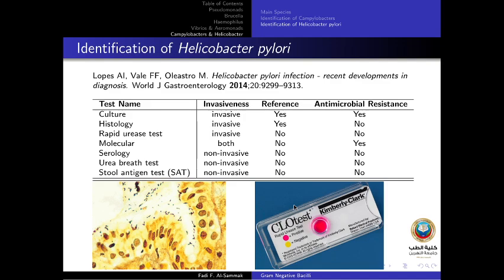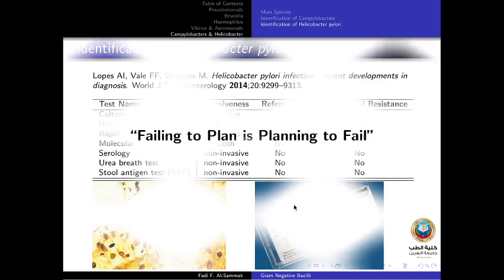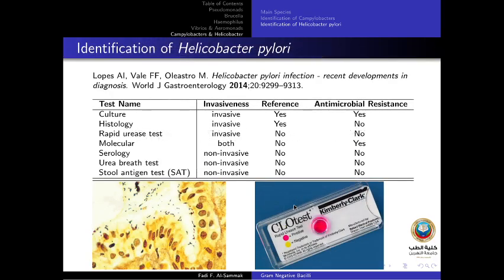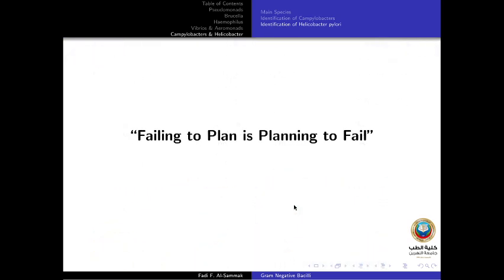The stool antigen test can be useful not only for diagnosis, but also for follow-up after eradication, to see whether there is shedding of the microorganism or not. If there is continual shedding, it means that there is disintegration of the microorganism and damage or killing of these cells. So this is all about the Helicobacter pylori identification tests, and this is the end of our lab session.